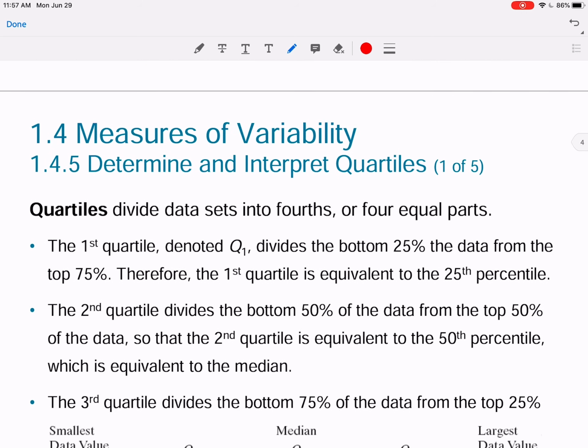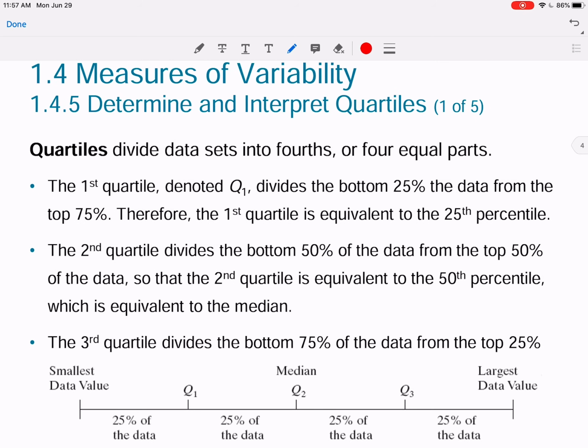Okay, so once this makes sense, let's take a look at the definitions of quartiles. Quartiles divide data into four equal parts. The first quartile, denoted Q1, divides the bottom 25% of data from the top 75%. Therefore, the first quartile is equivalent to the 25th percentile. The second quartile divides the bottom 50% of data. Of course, this is Q2.